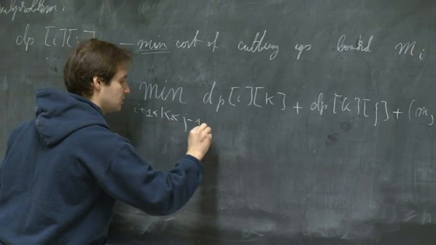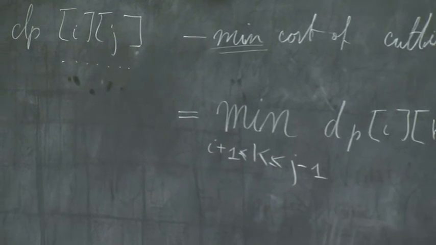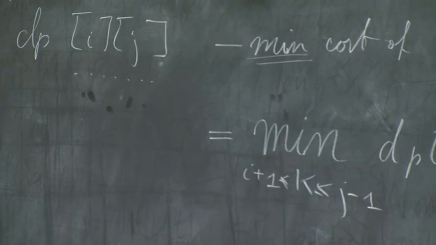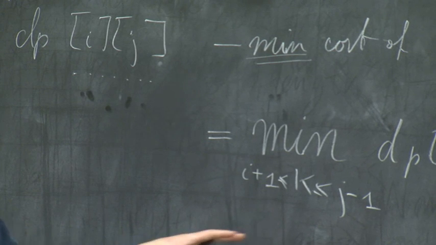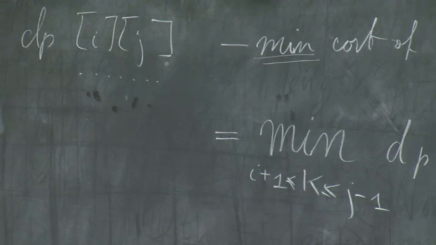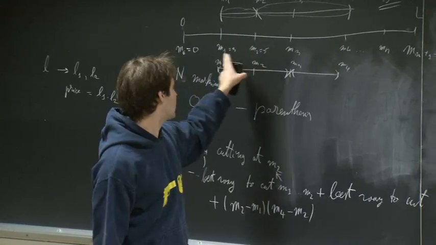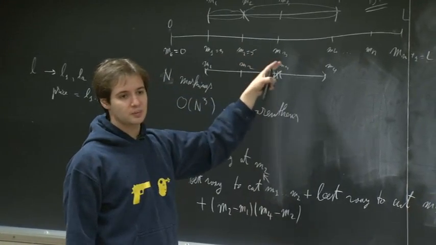Would it be like M of I plus 1? So K is which marking I'm cutting at. I never want to cut inside the marking. I don't even know these are integers. So K is which marking? I, J, and K are which marking I'm cutting at.